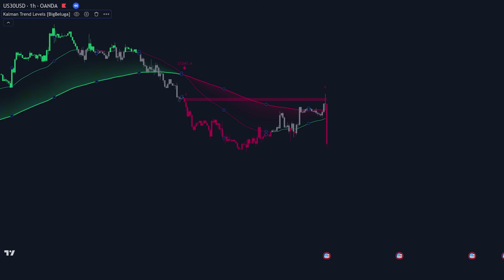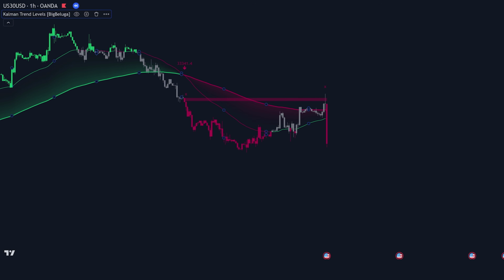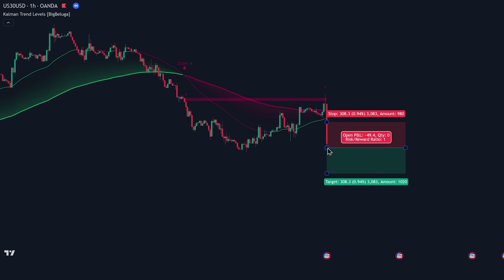Next, observe the formation of the red resistance box, highlighting an area of strong selling pressure. As the price initially breaks below this resistance zone, we do not take the trade immediately. Instead, we stay patient and wait for a more reliable retest of the resistance level. The entry point for the sell trade is right after the price rejects the resistance level and begins moving down.